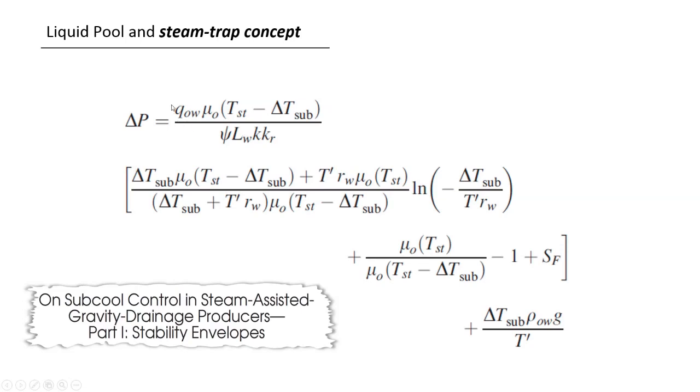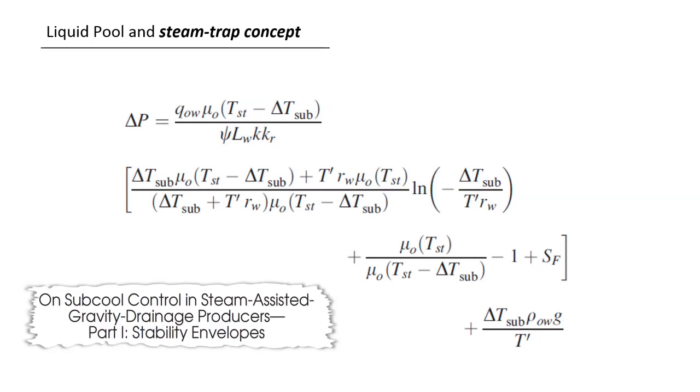The base of this equation is that the rate is a function of delta P drawdown, the subcool, and the temperature gradient across the liquid pool. Temperature gradient captures the heat transfer, subcool captures the operation, and delta P is also the operational constant. So it's a long equation. It becomes longer even now, but it captures that mechanism.